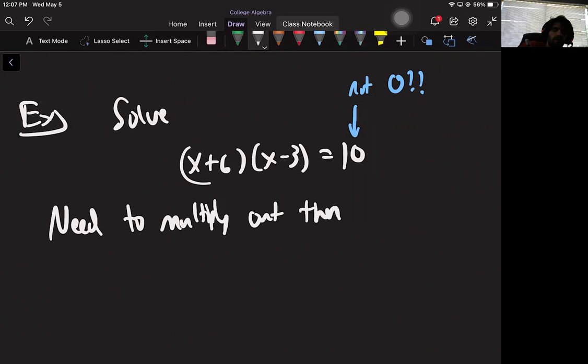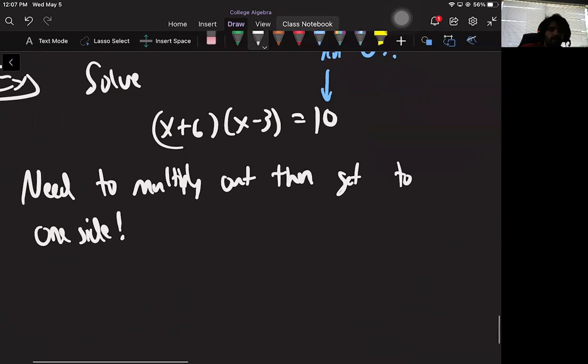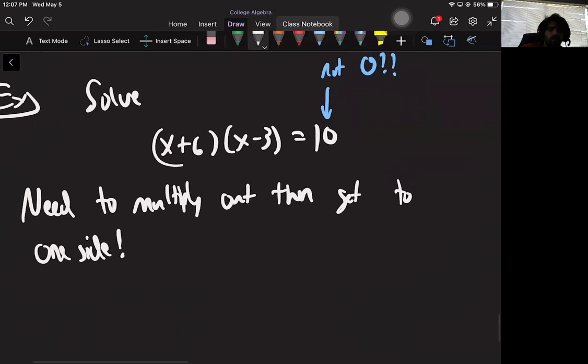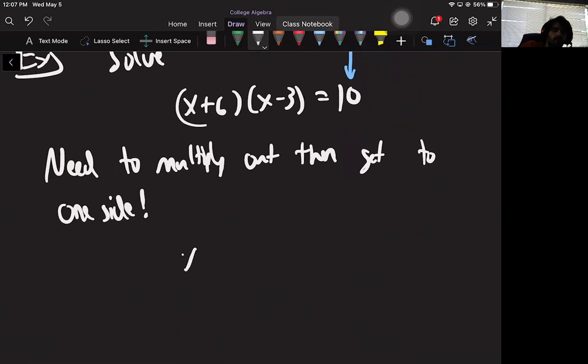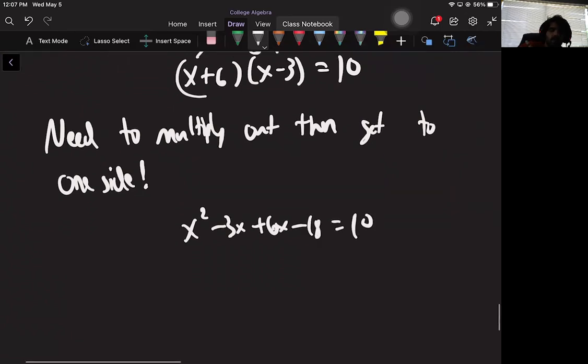Then get to one side. Because although the left side is already factored, I need everything to be combined together before factoring, because the fact that they multiply to be 10 doesn't help at all. So I'm going to multiply them out. So I get x squared minus 3x plus 6x minus 18 equals 10. X squared plus 3x minus 18 equals 10.